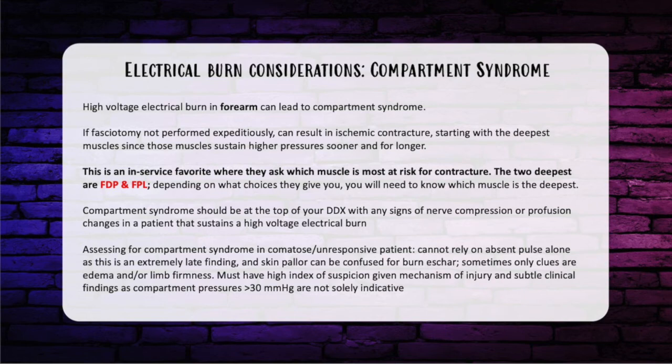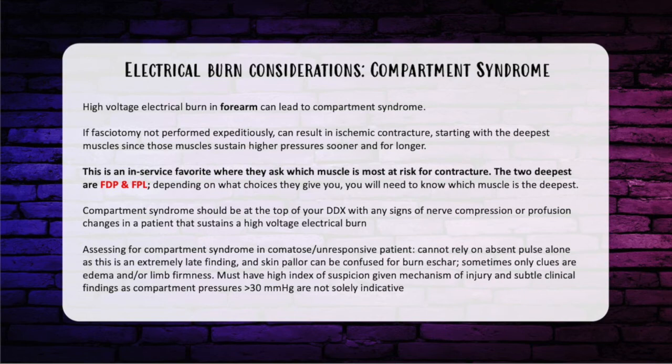Your answer is going to be one of those two, and just depending on what they give you, choose one of those two. Compartment syndrome should be at the top of your differential diagnosis with any signs of nerve compression or perfusion changes in a limb in a patient that sustains a high voltage electrical burn. Brian, can you tell us a little bit more about compartment syndrome in burn patients?